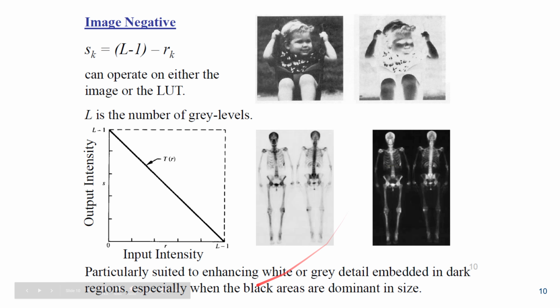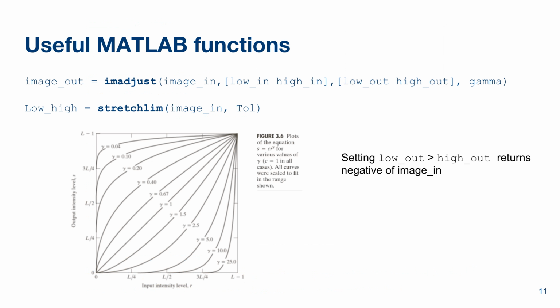So this negative transformation is well suited for enhancing white or grey detail in dark regions, because bright on dark shows up a lot better than dark on white. We're going to be using MATLAB, so these are two functions which are useful for MATLAB.